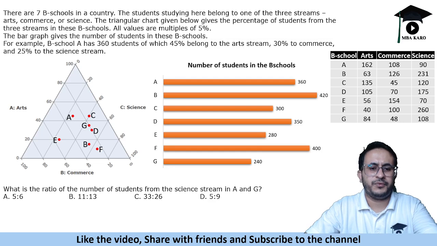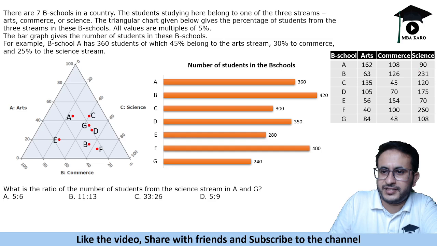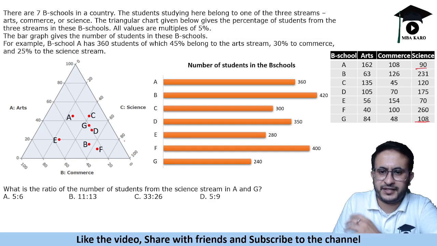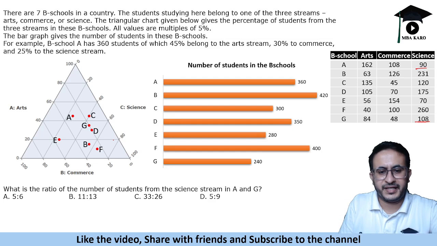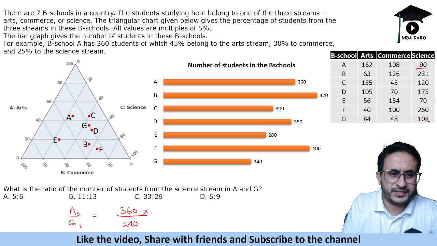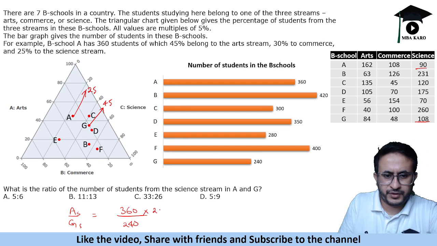What is the ratio of the number of students from the science stream in A and G? Now if you look at this table, you will say the answer is 5:6. However, how to calculate is like we did in the very first question, A and G science stream. So A and G in science stream, the number of students is 360 and 240, and the percentages, it is about reading the percentages correctly: in A it is 25, and in G it is 45.